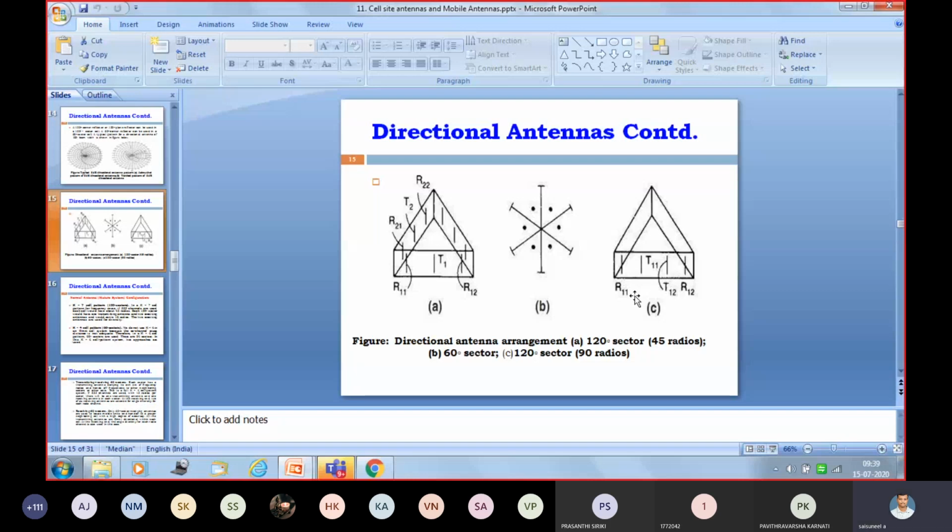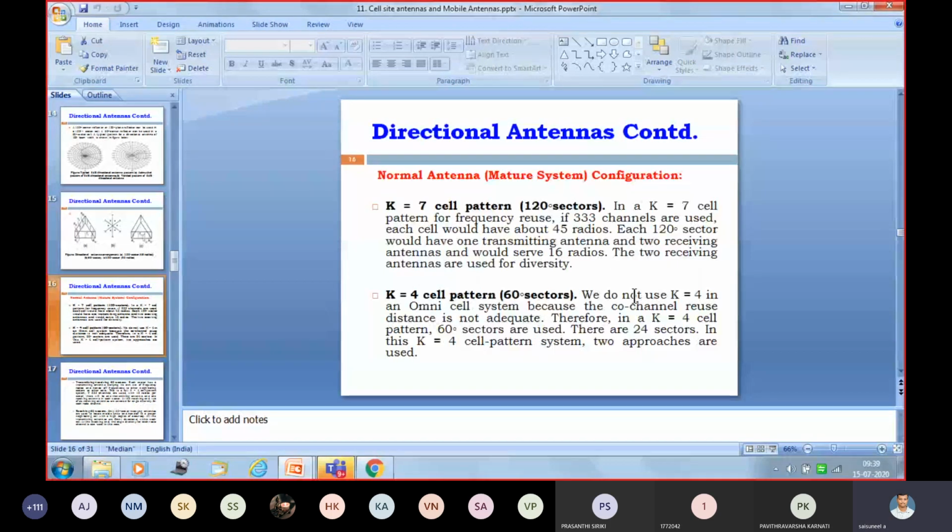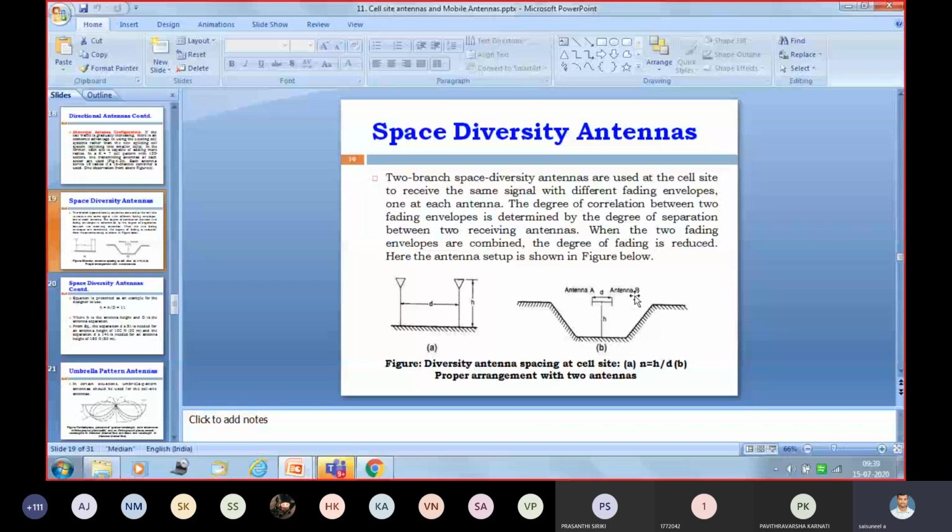Now we have to go for space diversity antennas. The third one: where exactly do we use this space diversity antenna? The space diversity antenna is useful only for receiving, not for transmitting. Space diversity antennas are used only for receiving the signal, with 2 receiving antennas. That's why the omnidirectional system has 2 receiving antennas, and the directional antenna system also has 2 receiving antennas in a particular direction.